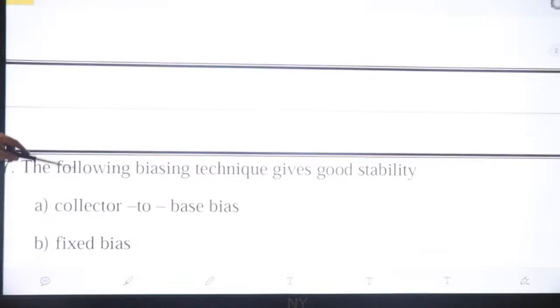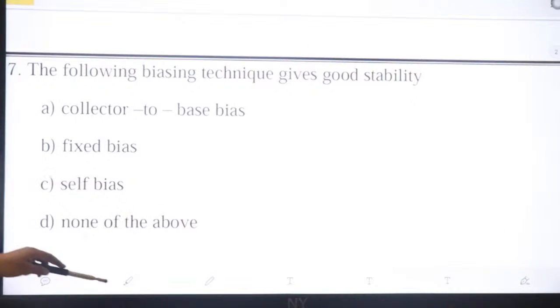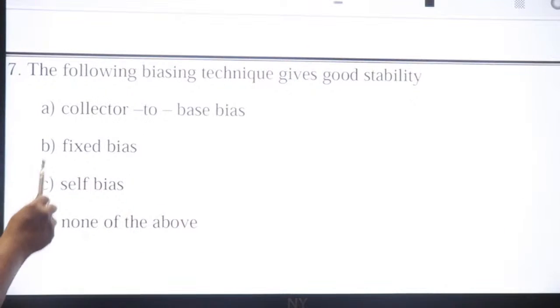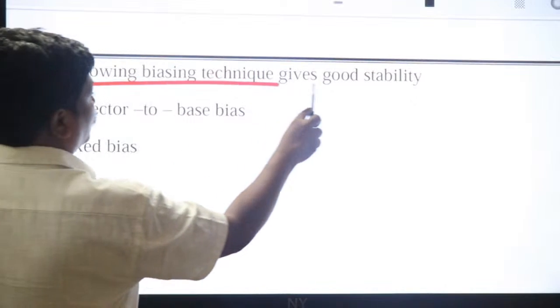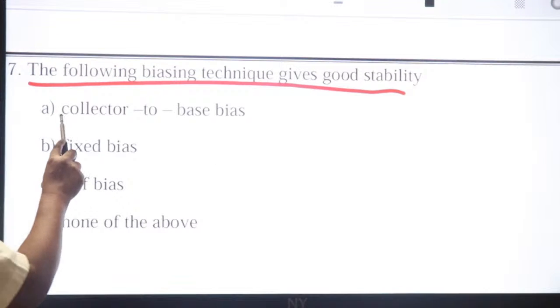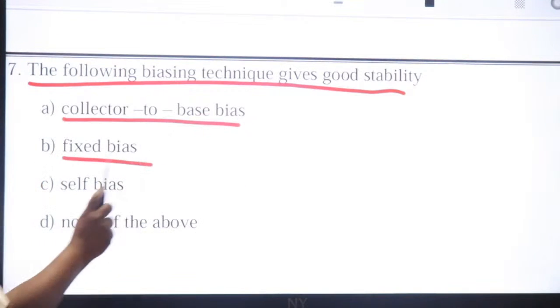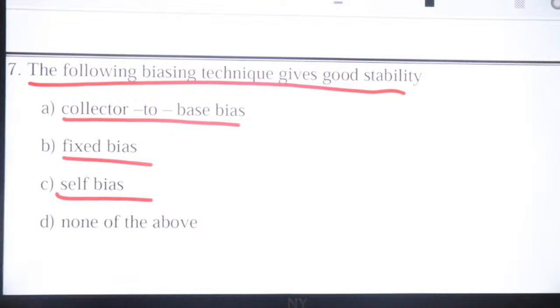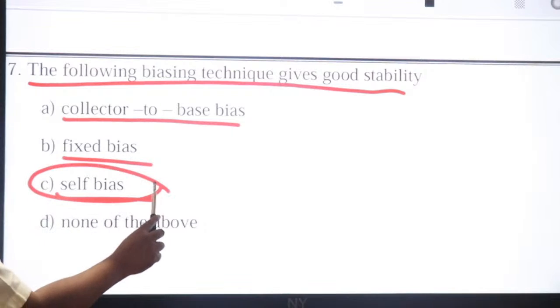Which of the following biasing techniques gives good stability: collector to base bias, fixed bias, or self bias? This is a very important question. Which has the best stability? Self bias has good stability.